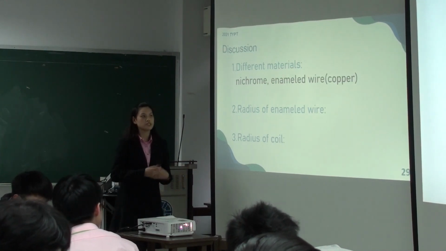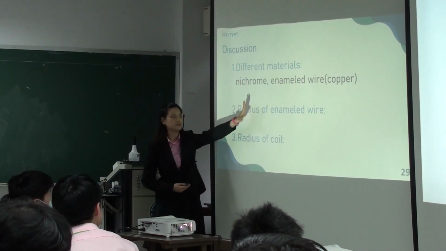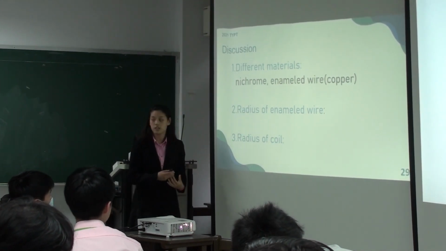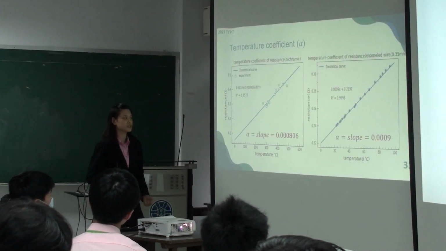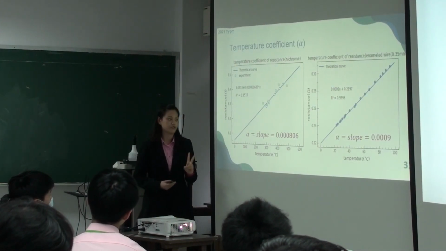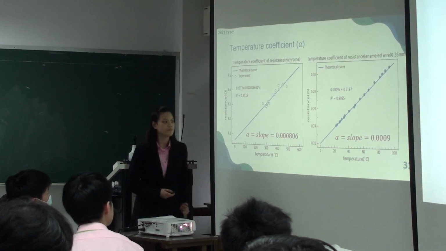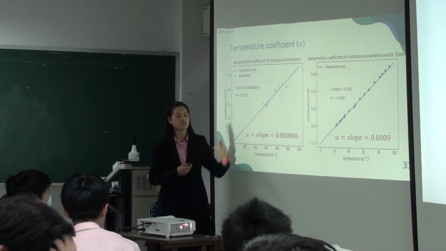So then, I will discuss my experiment results, including 3 parts: different materials, the radius of the enameled wire, and third, the radius of the coil. First, materials. I have used 2 different materials. One is the nichrome and another is the enameled wire. And this is their temperature coefficient, which is the slope in this graph.